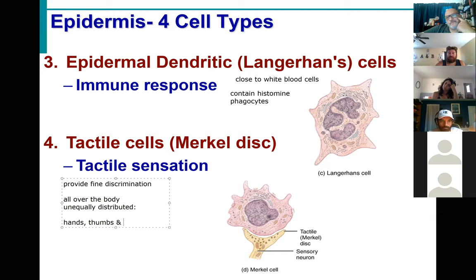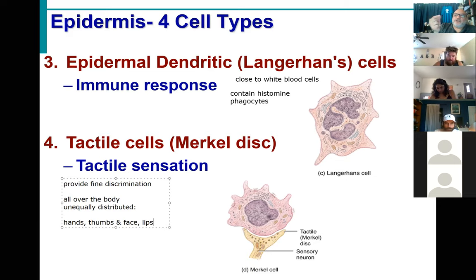Where else might you find them? The tongue, in your mouth? Close. Face, especially the lips. These are the areas where you have the highest density of these, the most fine discrimination.